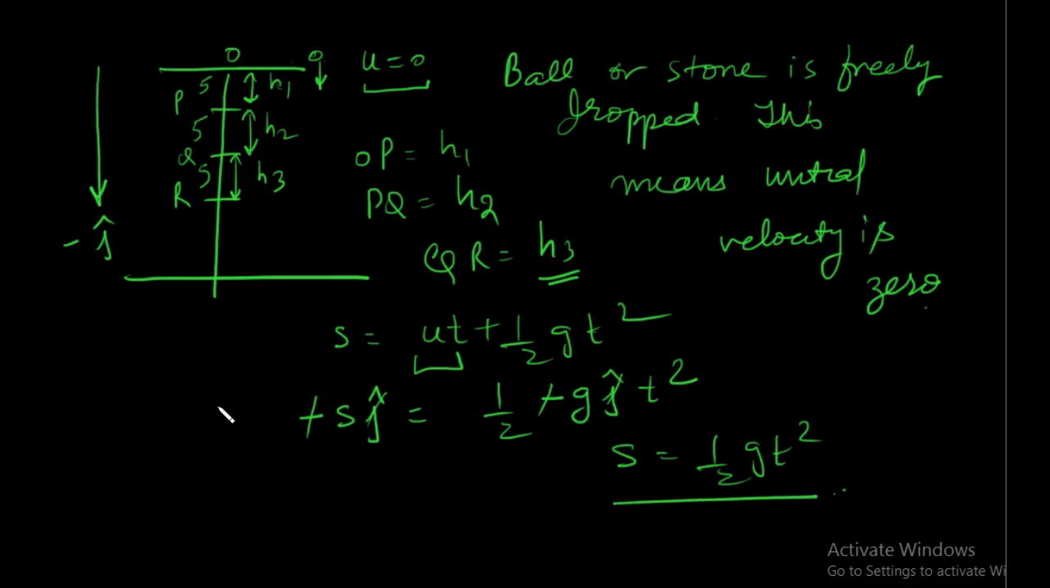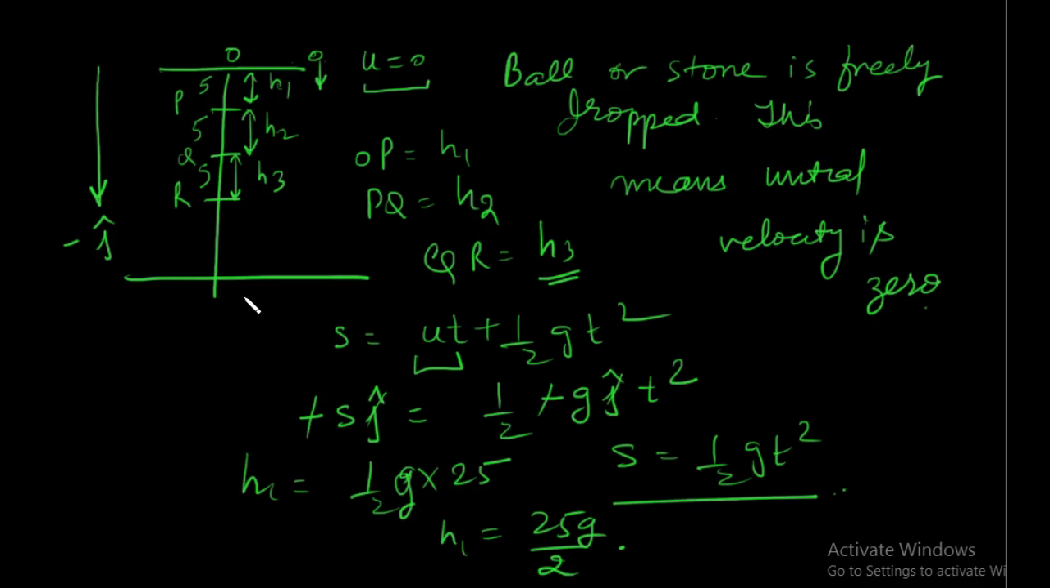So what would be h1? It is very simple. Starting from O, h1 would be equal to half g into 5 whole square. This means 25, right? This is g here. So h1 would be equal to 25g over 2. This is h1.